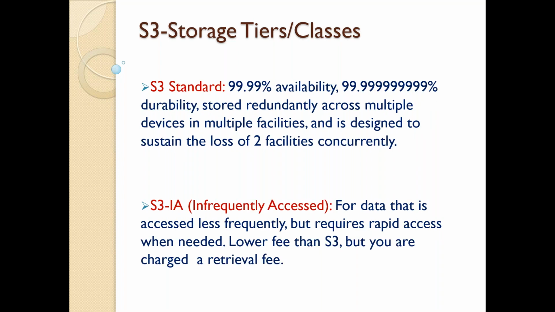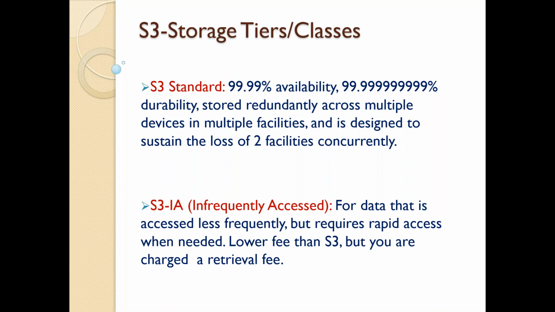S3 Standard is the default storage class that we have, with 99.99% availability and 11 nines durability. If you count, there will be 11 nines. It's stored redundantly across multiple devices in multiple facilities. So when I upload to S3 Standard, AWS will by default store the same object in two or more different facilities to make sure that availability and durability are there, and it is designed to sustain the loss of two availability zones concurrently. So even if two facilities go down, the third one is still available to us with the data.